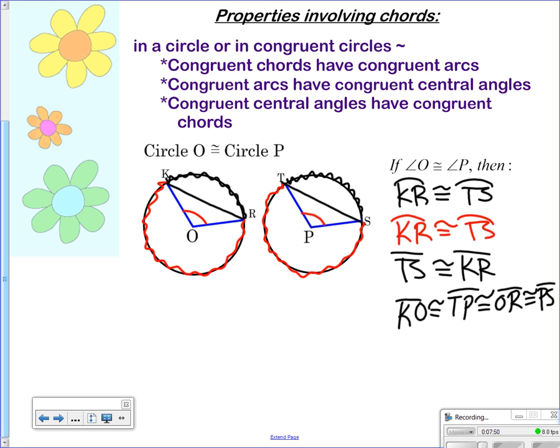Angle O is congruent to angle P. That's what we started with, though. Yep. Good. So I think we got them.